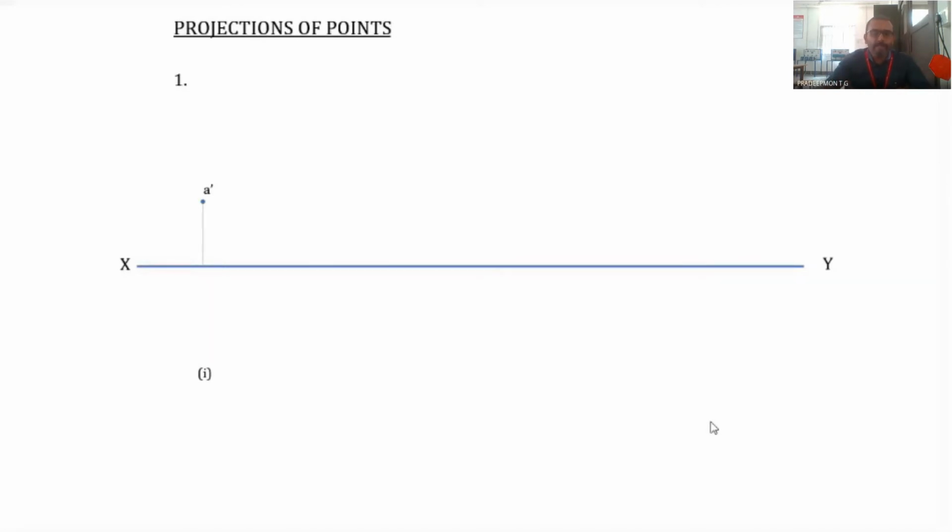So we draw a vertical line, and on that particular line above the XY line we mark a distance which is equal to the distance of the point from HP. The distance of the point from HP is marked above the XY line on this line, which is drawn perpendicular to the XY line. This line which is perpendicular to the XY line is known as the projector line, which we have already discussed.